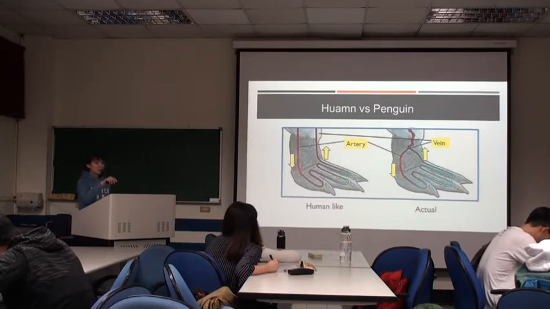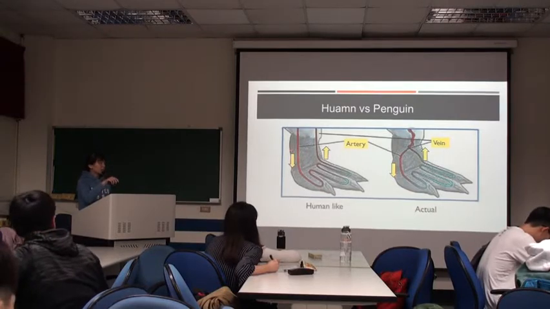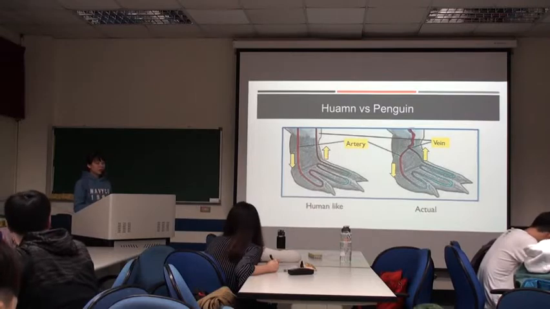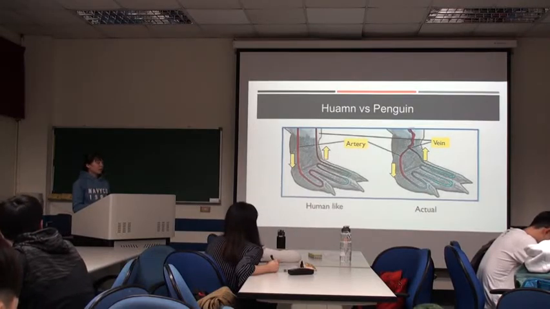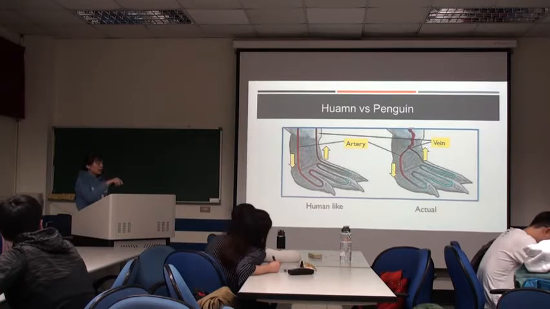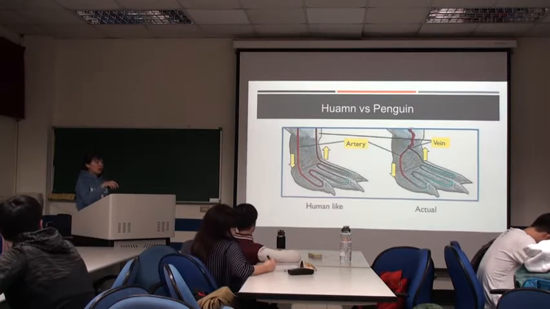A human-like leg model doesn't have the RT, so the cold blood will not be warmed up before it flows back to the heart. And this kind of leg model will lose more heat than this kind.